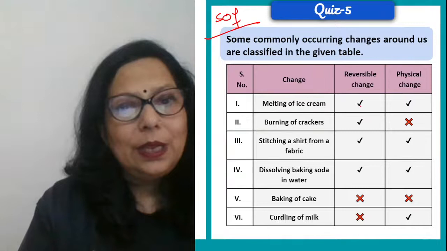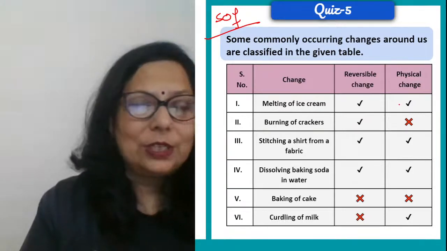Melting of ice cream reversible है, means दोबारा से solidify हो सकती है और physical change है.